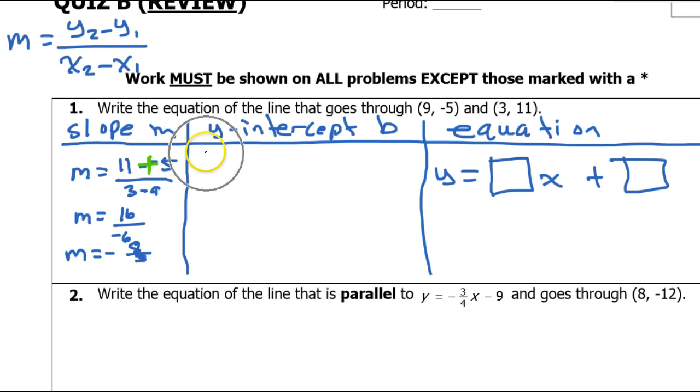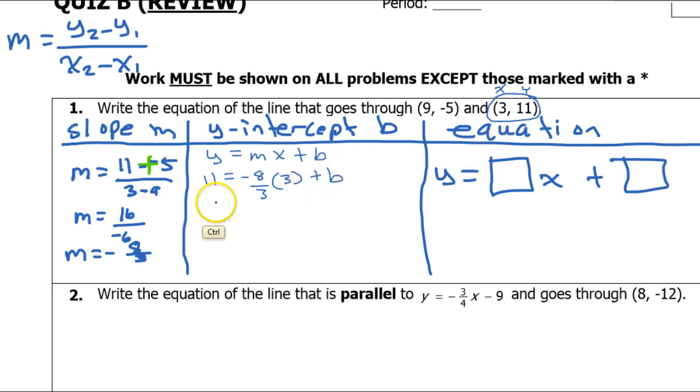Now, to find the y-intercept, I look at y equals mx plus b, and I'm going to pick one of these points to plug in. So I'm going to pick this point right here, but it doesn't matter which point you pick. 3 is the x and 11 is the y. So that's why I'm going to put 11 is equal to, now m is negative 8 over 3. So I've got negative 8 over 3, x is 3, plus b. Really these 3's cancel each other out.